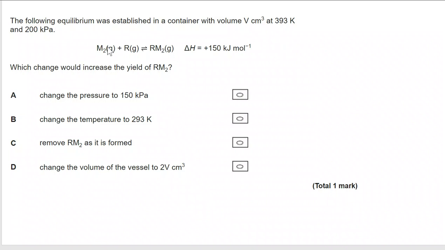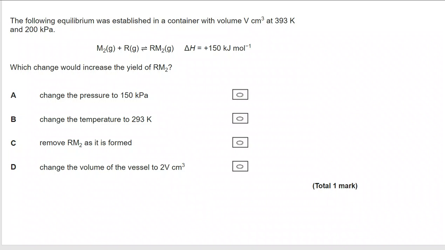So we have here equilibrium established in a container with volume V cm cubed, at a temperature of 393 K and a pressure of 200 kilopascals. We've got the equation: 1 mole of M2 and 1 mole of R making 1 mole of RM2. It's an endothermic reaction with a delta H of plus 150. So the question is, which of these would increase the yield of RM2?